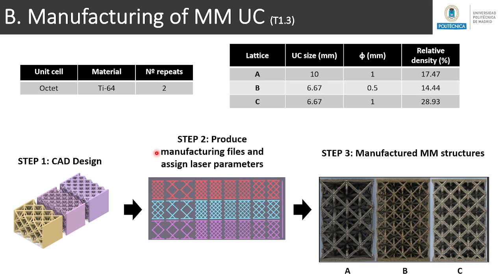We have designed 3 different metamaterials composed of an octet unit cell. 2 different sizes of diameter and unit cell were chosen and combined in the 3 structures. The first step was to do a CAD design of the metamaterials. Then we need to produce the manufacturing files. And we assign the laser parameters that we have chosen in the previous step. And finally, the last step was to manufacture the metamaterial structures.